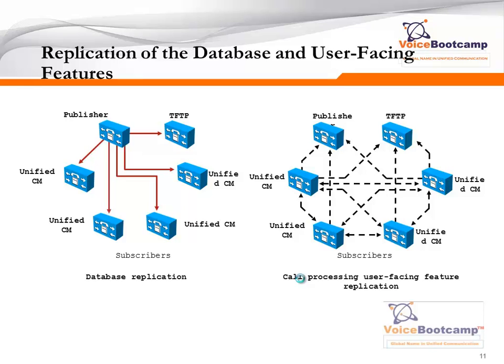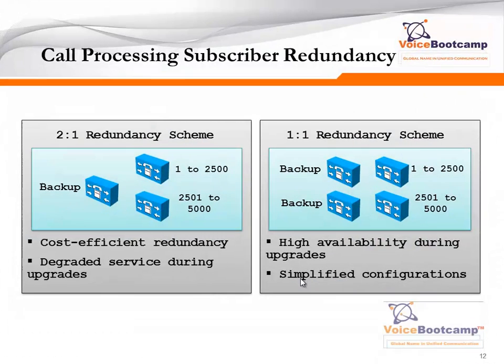So when a user is going on vacation and he or she presses the button called do not disturb, because he or she made the change on the fly, that change will be saved on the local user-facing feature database on the subscriber as well as the publisher. Now after a certain time, the subscriber will replicate that information to all other servers so that the complete replication will have the accurate information.